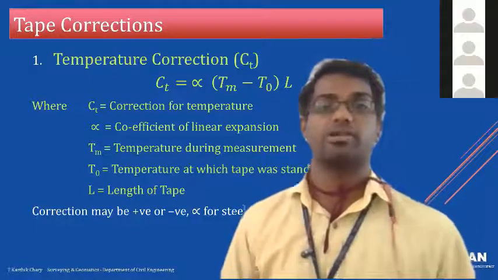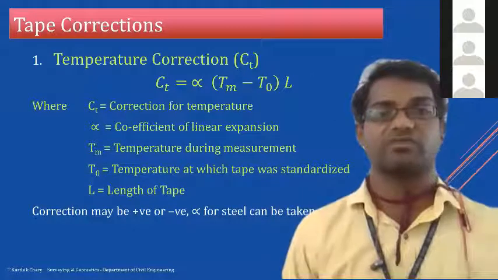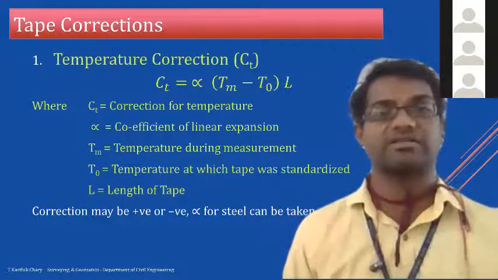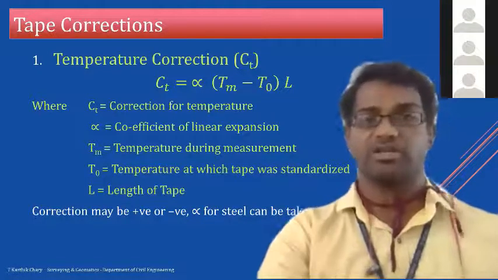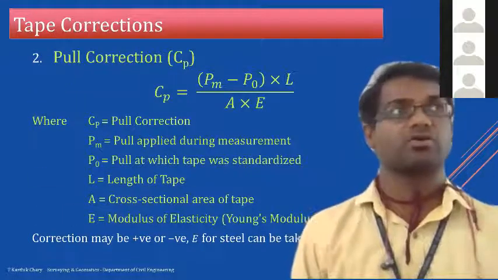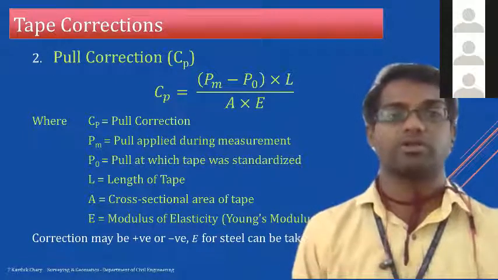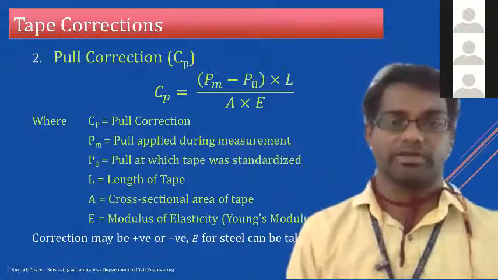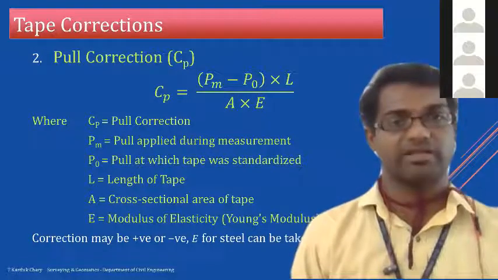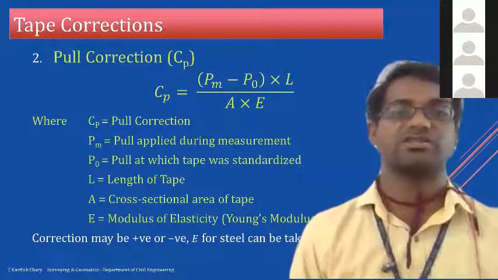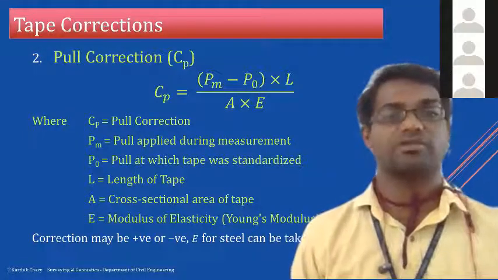If there is a temperature excess, then you will always need to add the temperature correction value. If the temperature is less, then whatever value you get from here should be deducted from the original value. Pull correction. So in strength of materials, you know that when you pull any body, if the body is an elastic material, and if you apply any force, it changes its length, right?